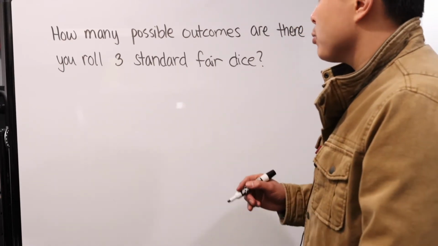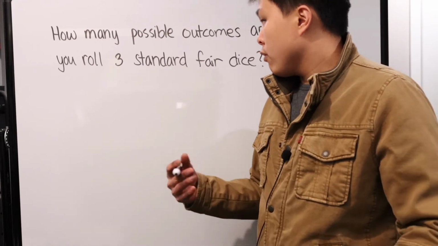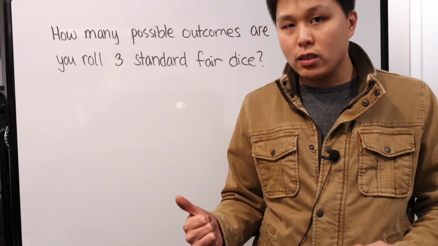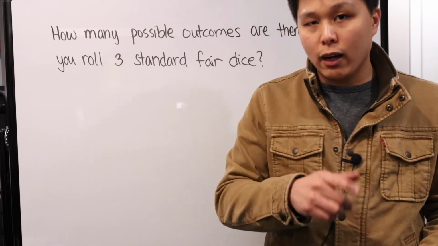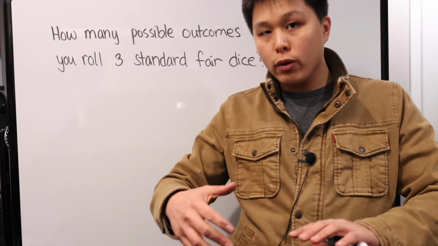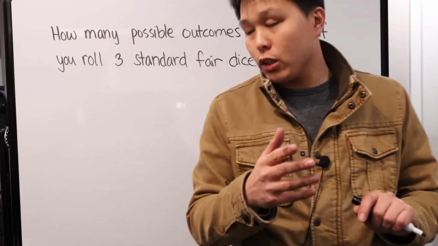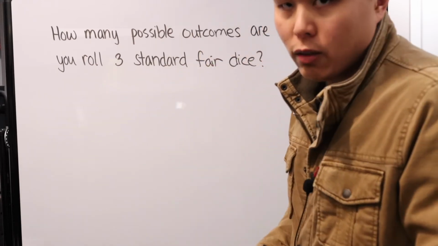How many possible outcomes are there if you roll 3 standard fair dice? So keep in mind that the outcome of one dice doesn't affect the outcome of the other. That's why they're, quote unquote, independent. If they're dependent, that means the outcome of one will affect the other. Well, with dice, one doesn't affect the other.